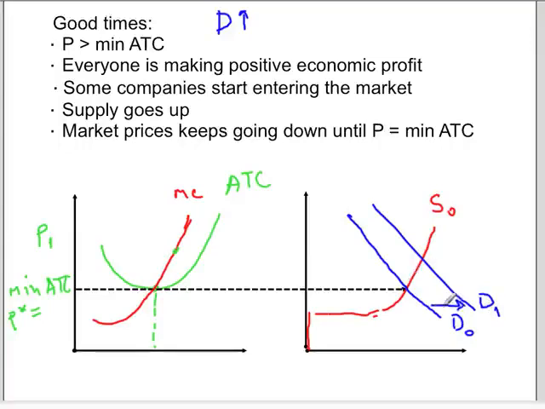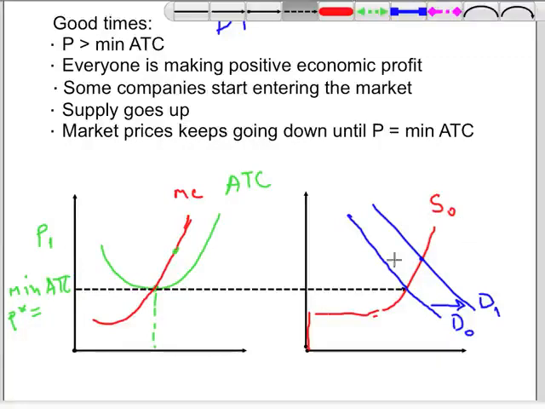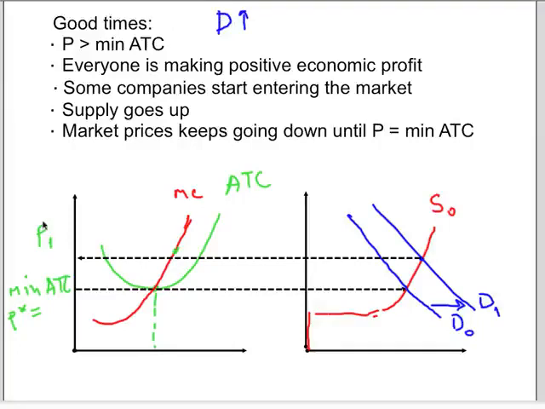Demand increases, which means the demand curve shifts to the right. So this is our D1. What happens because of this increase in demand? Well, the equilibrium price goes up. So now the market price is higher than minimum average total cost. This is why we have this P1 here.